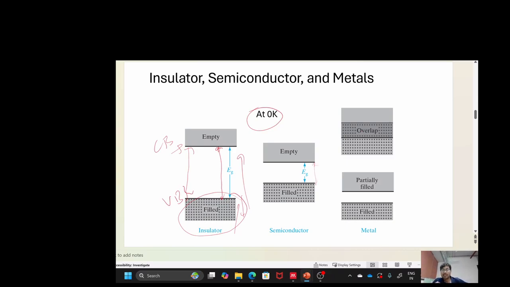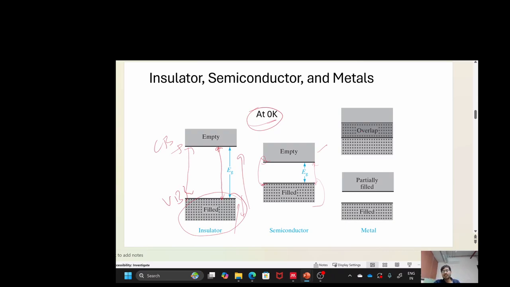So if we give some external energy, let us say thermal energy, or we shine some light from any source, these electrons will jump from the valency band to the conduction band. Okay, but at 0 Kelvin there won't be any thermal energy, or we are not giving any extra energy from any source as well. So then the conduction band will be completely empty, and the valence band will be completely filled.